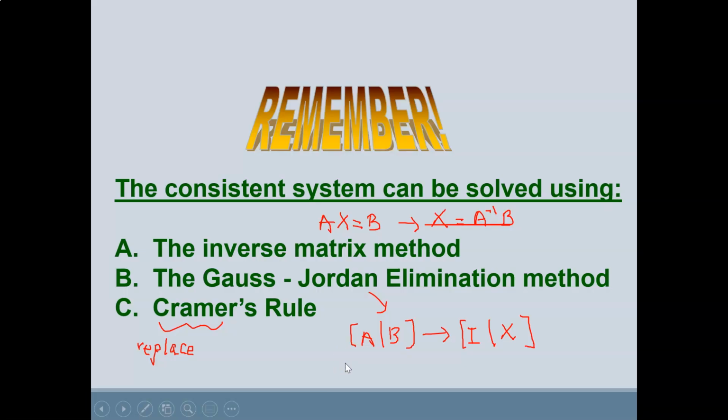I think that's all we have. We have covered chapter 3, system of linear equations. So don't forget to try all the examples on your own. Thank you.